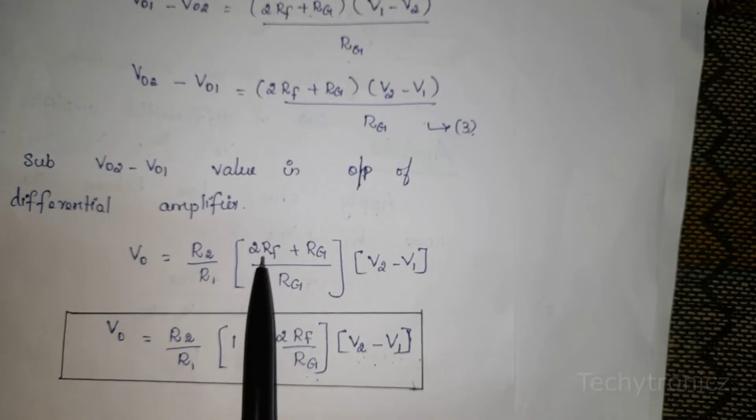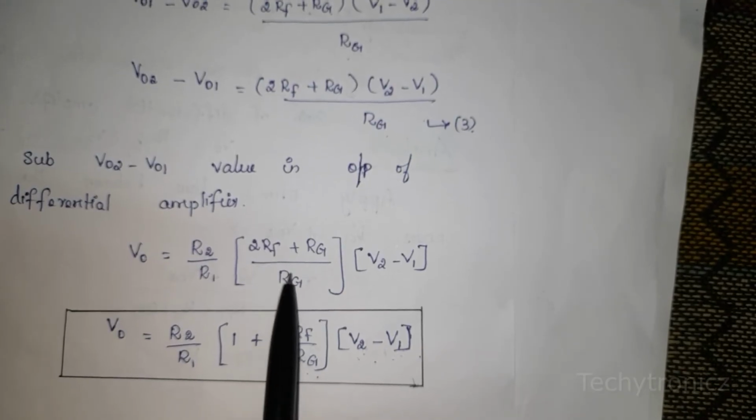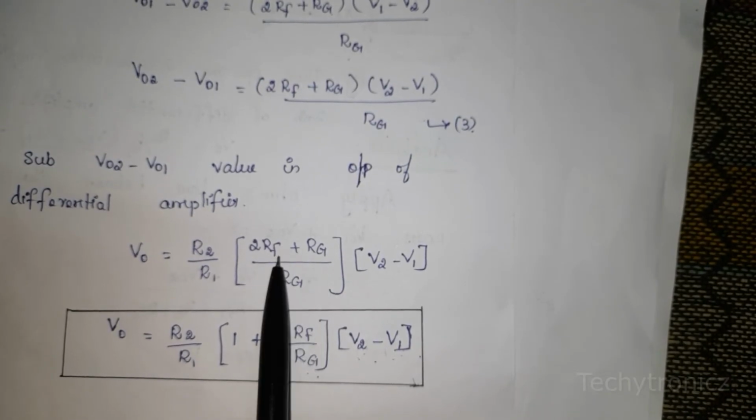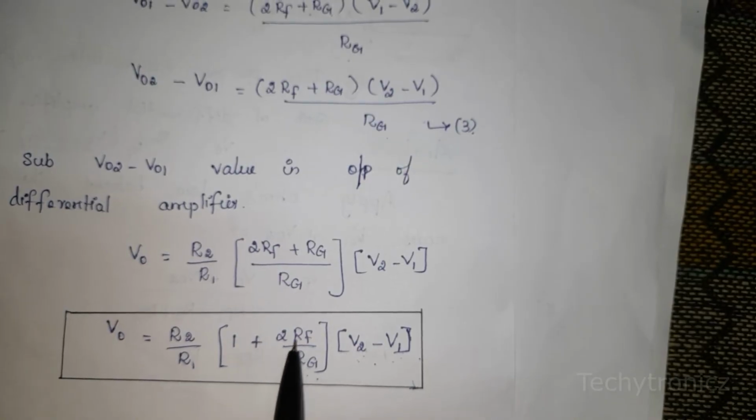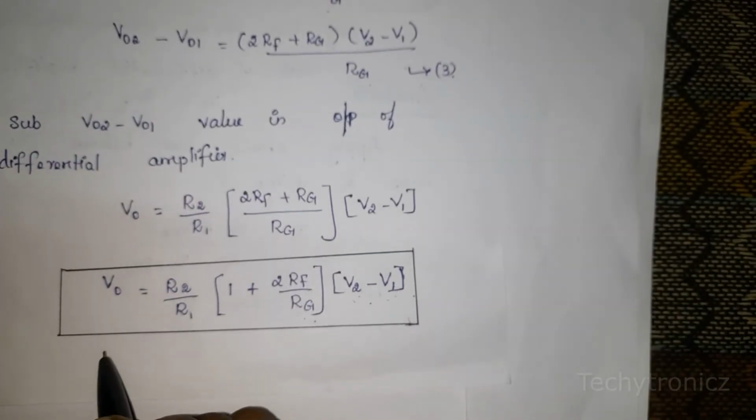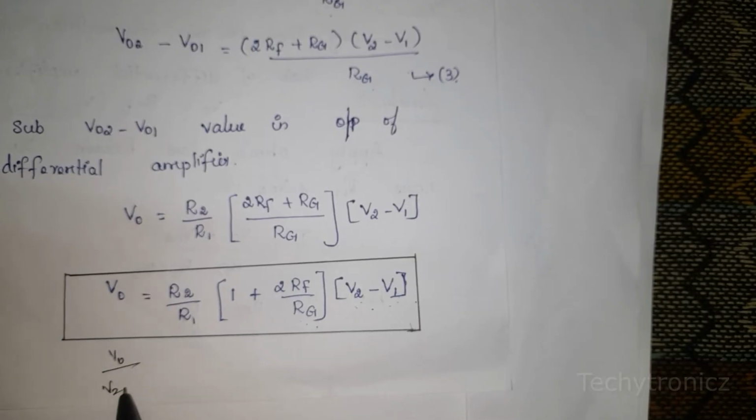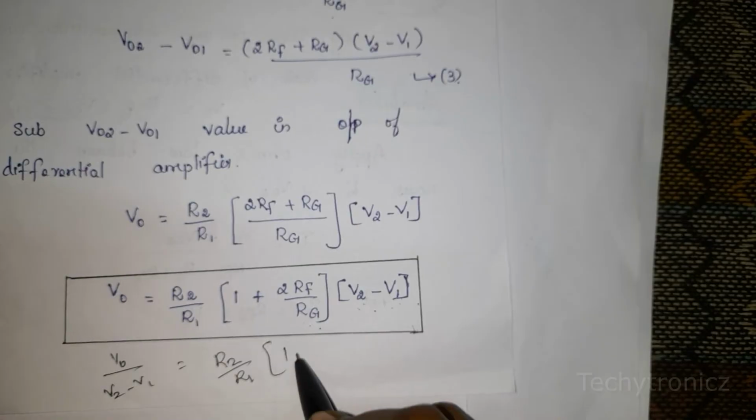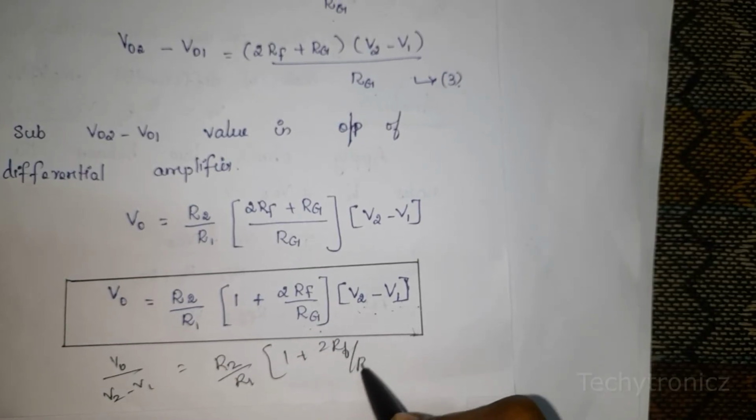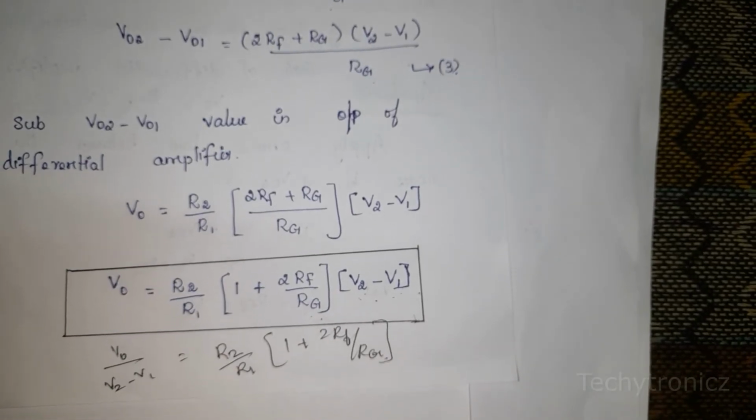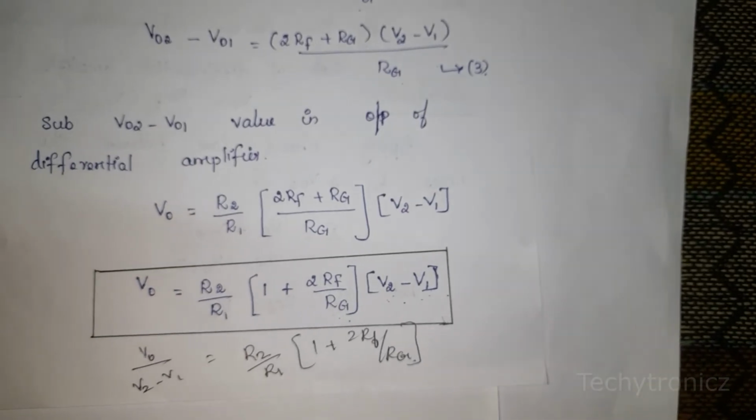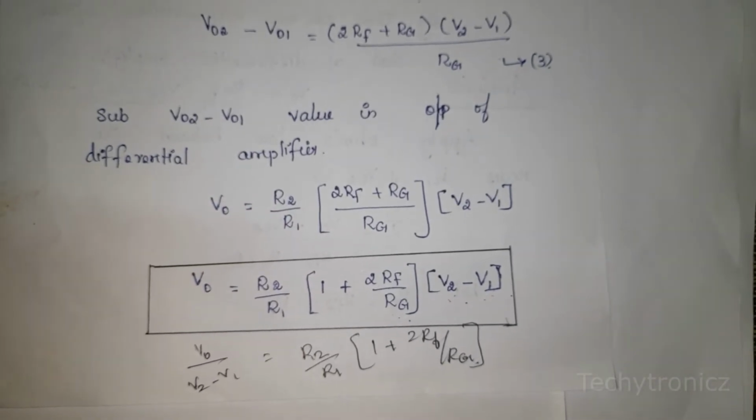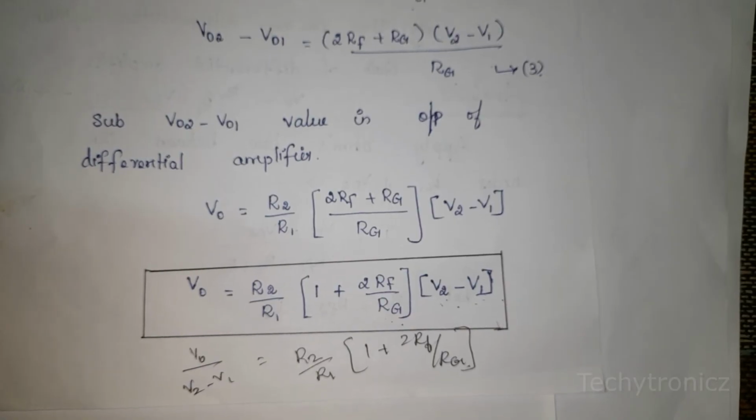If we divide by RG on both terms, we get 1 plus 2 RF divided by RG. This is the output value of the instrumentation amplifier. If we calculate the gain, V0 divided by V2 minus V1 is equal to R2 by R1 into 1 plus 2 RF divided by RG. This is the gain of the differential amplifier. Sorry, this is the gain of the instrumentation amplifier.